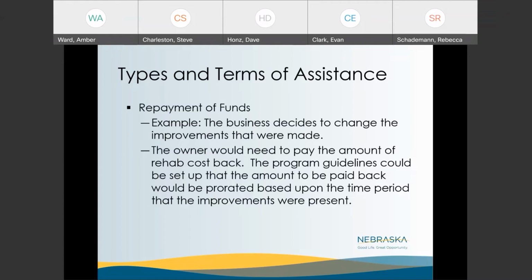The program guidelines could be set up so that the amount paid back would be prorated based upon the time period that the improvements were present. So what that means is if you had a 5-year period where the business owner had to keep the property intact or unchanged, and the business owner did it for, let's say, 4 years, the community could make them on a prorated basis pay back 1/5 of it, if they achieved 4/5 of the affordability period.